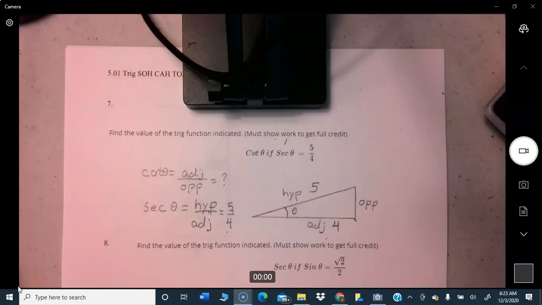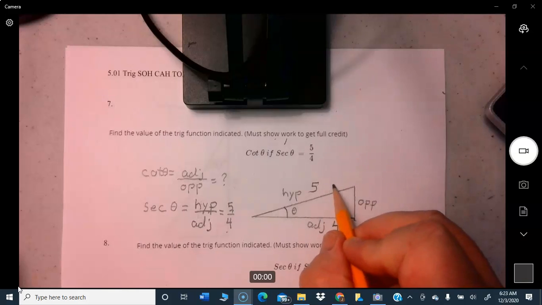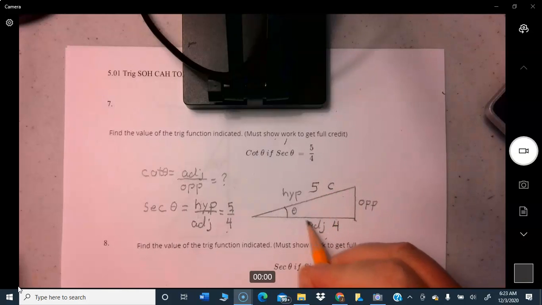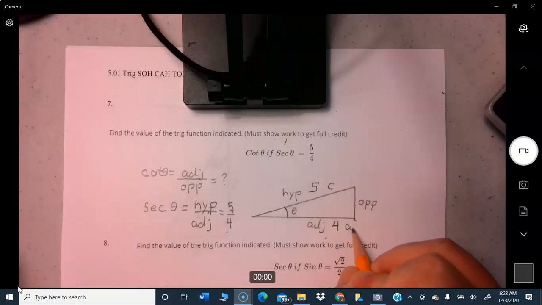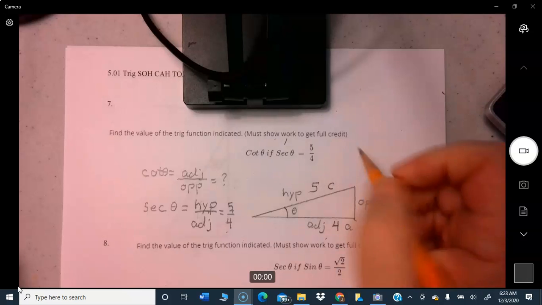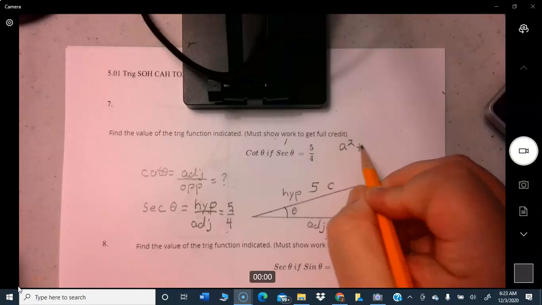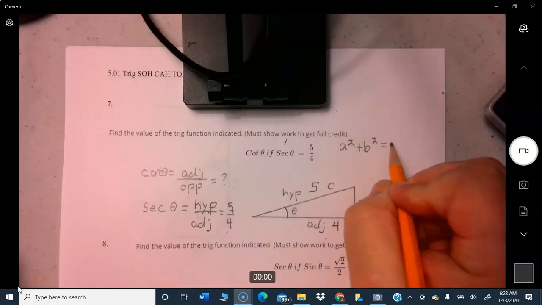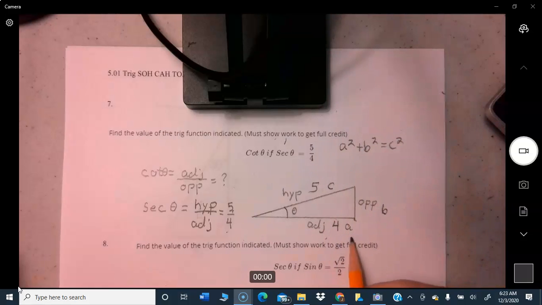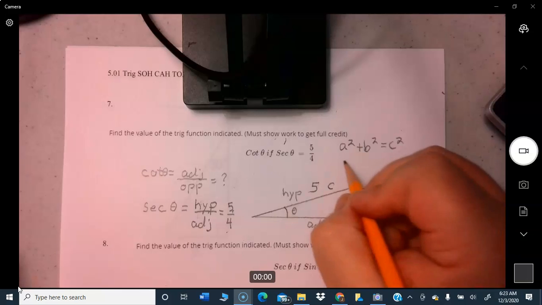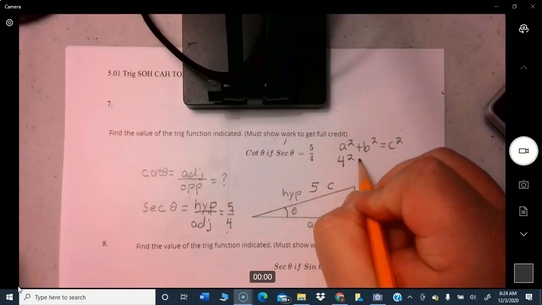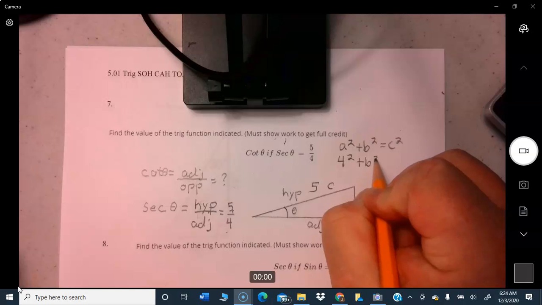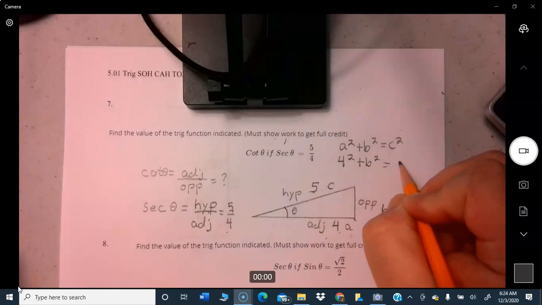or I can't use trigonometry because I don't have enough information. I don't have an angle. But I can use the Pythagorean theorem. So the hypotenuse is C. We'll call this side A, and we'll call this side B. So A squared, okay, so A is the side with 4, so 4 squared plus B squared equals 5 squared.